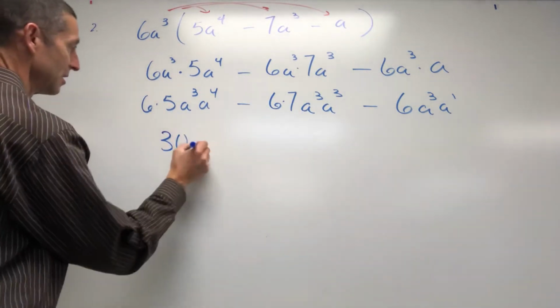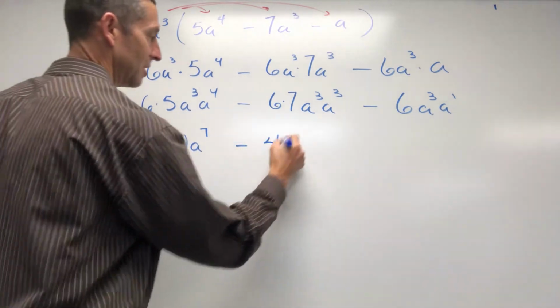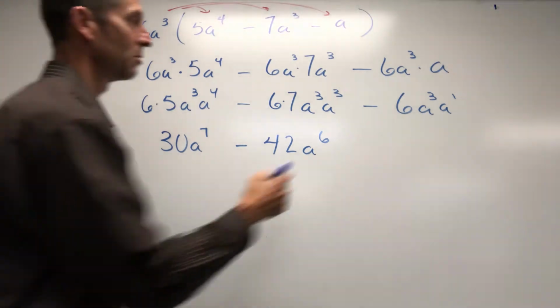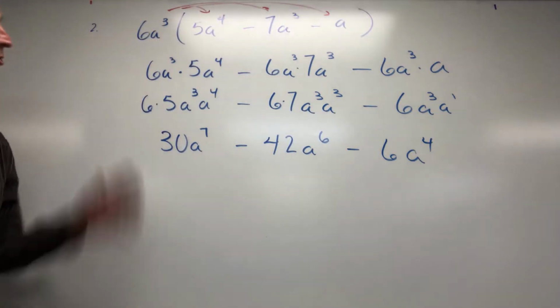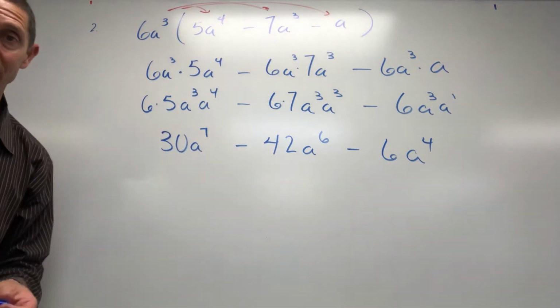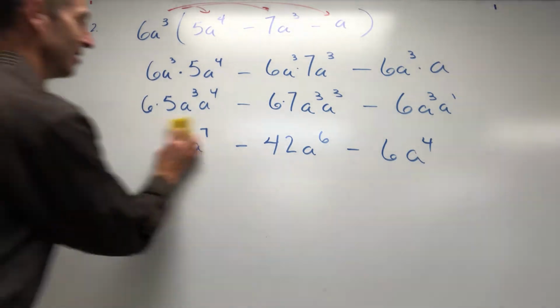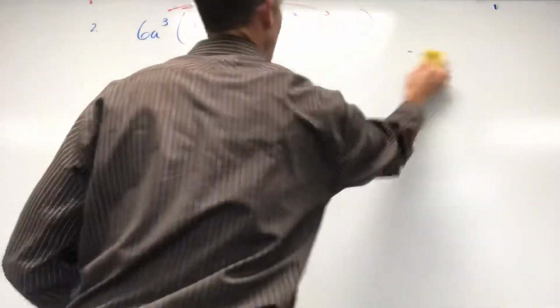We've got 30, a to the 7th, 42, a to the 6th. What do we got here? 6, a to the 4th. So distribute all throughout the parentheses. Let's do some more. Let's do a double distribute.